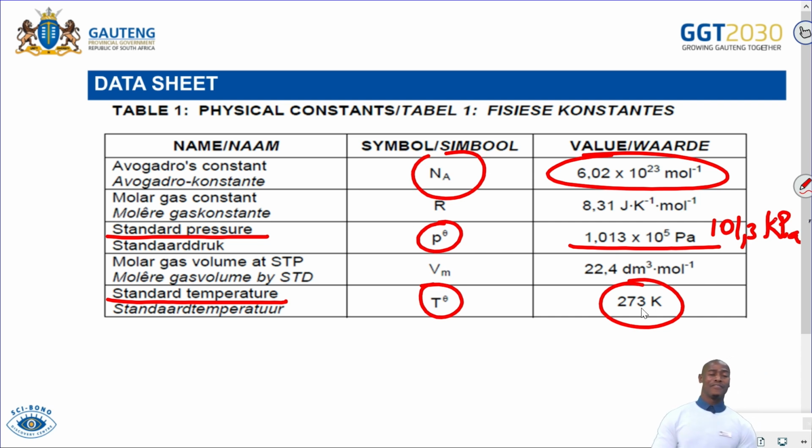So that is the value of the standard pressure, and this is the value of standard temperature, which is the same as 0 degrees Celsius. So those are the values. The value of standard temperature is 273 Kelvin, and the value of standard pressure is 101.3 kilopascals, or 1.013 times 10 to the power 5 pascals.